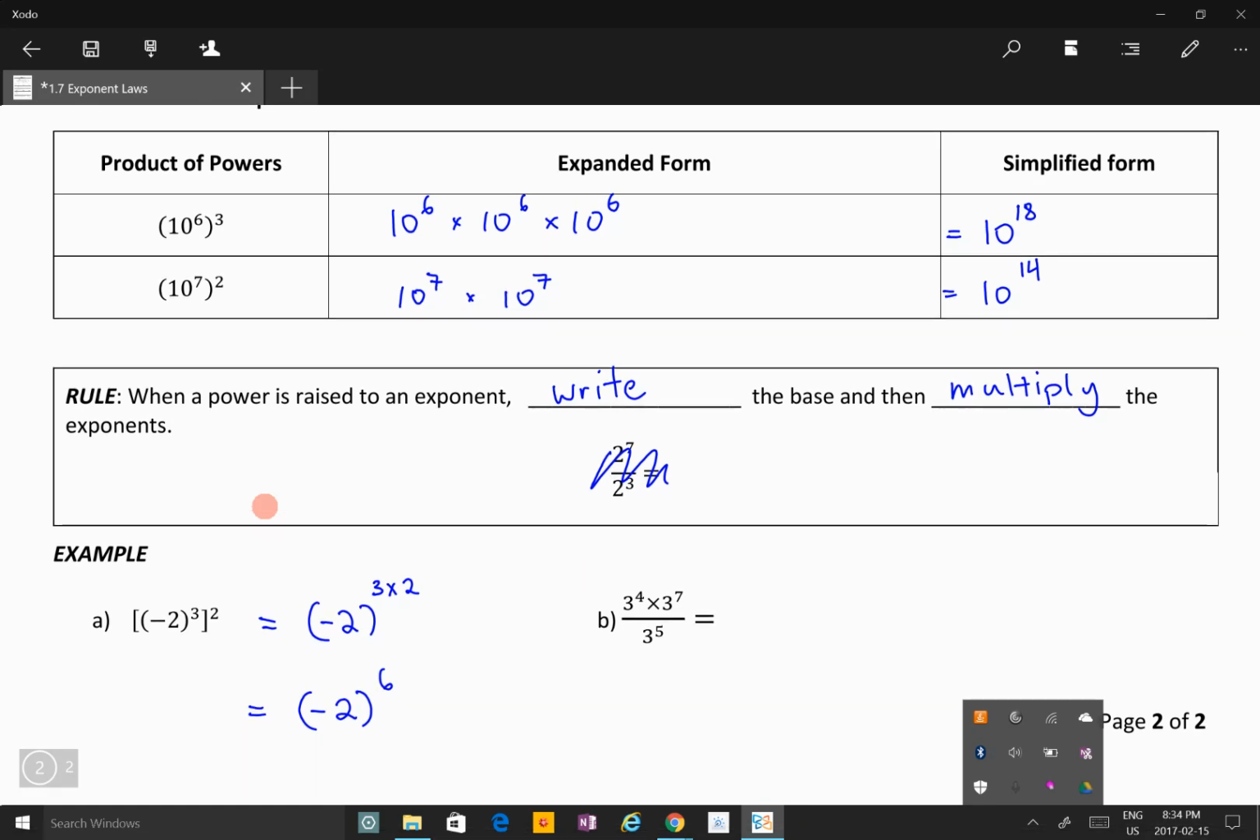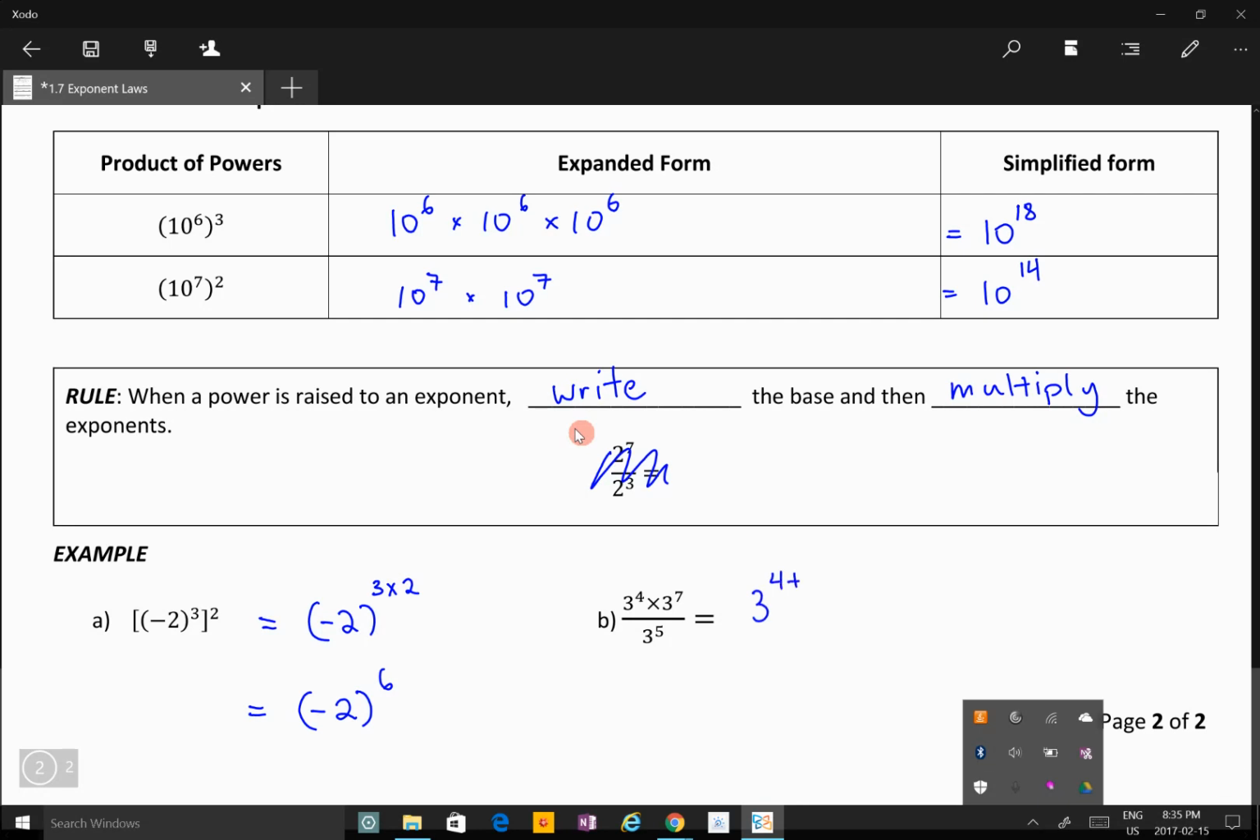Okay, next one, a little bit more complicated. We have multiplication and division. So we're going to combine a couple of rules here. So if we combine the multiplication rule, we have to add their exponents if you have the same base. So I'm going to have 3 to the power of 4 plus 7 on the top over 3 to the power of 5 on the bottom. So 4 plus 7 is 11, so 3 to the power 11 over 3 to the power 5.